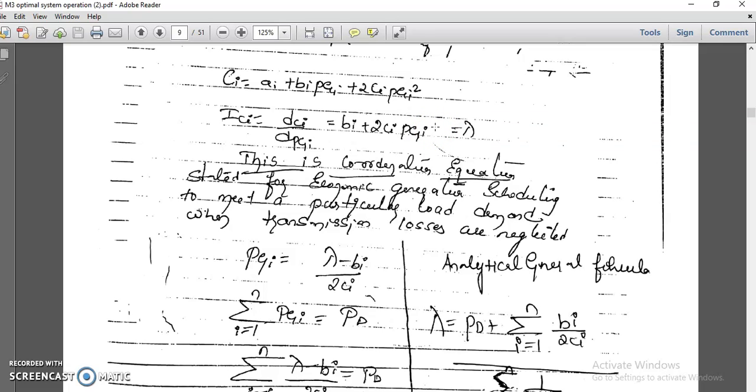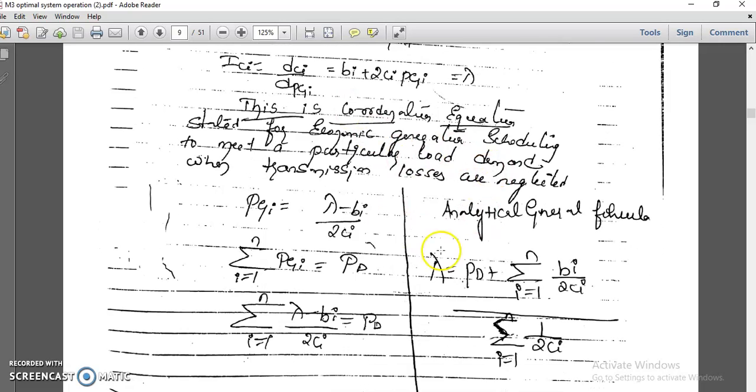Now here there are two ways to calculate the problem. One is by the equal incremental cost criteria that we have derived, by substituting dC1 by dPg1 equals dC2 by dPg2 equals lambda, if there are two plants. Otherwise you can go for the analytical method. Directly you can find lambda by using this formula.